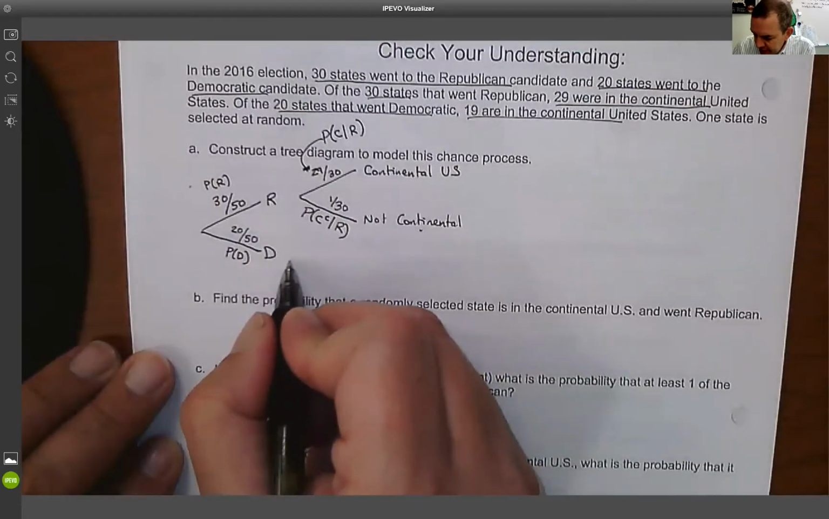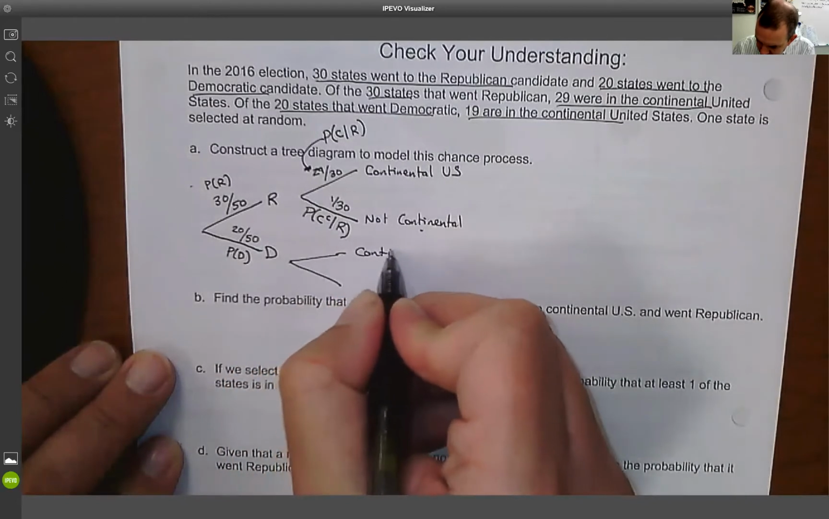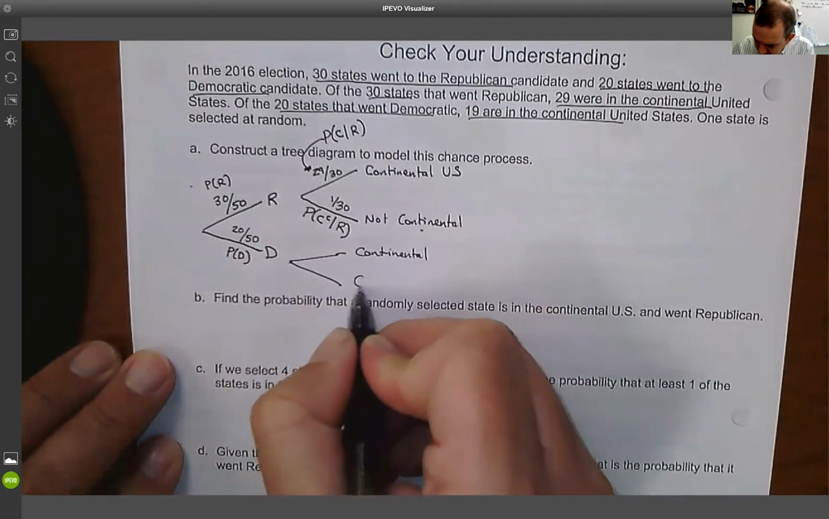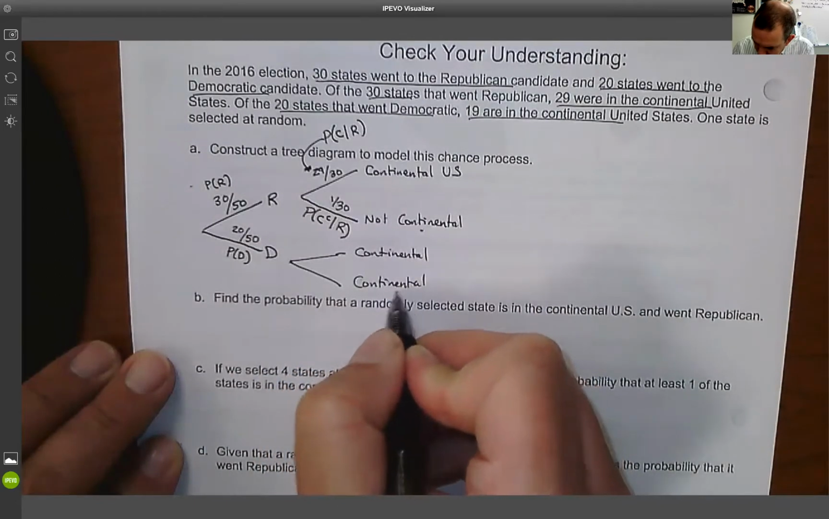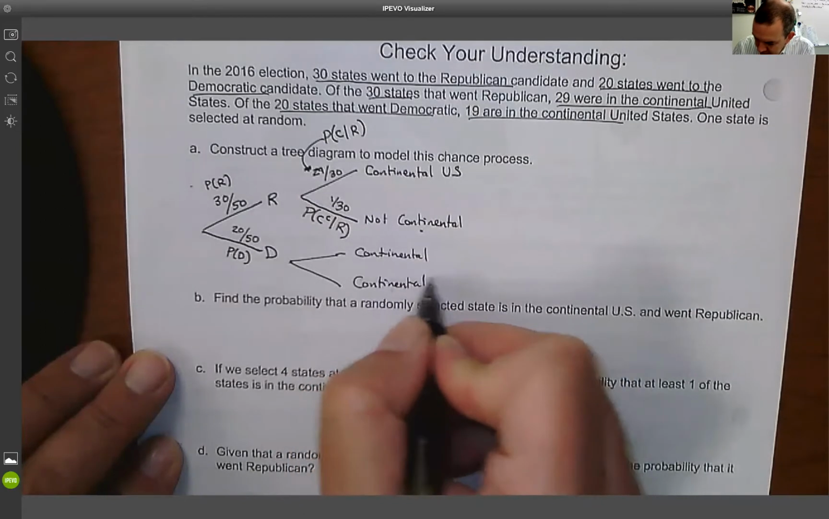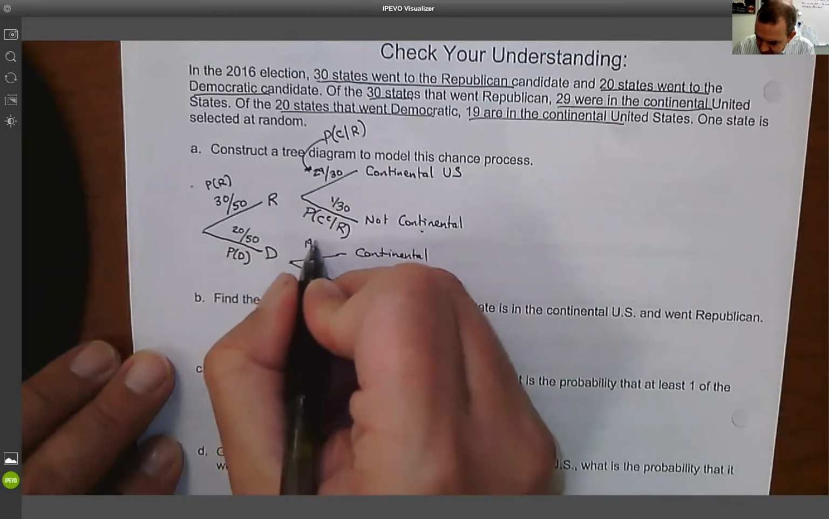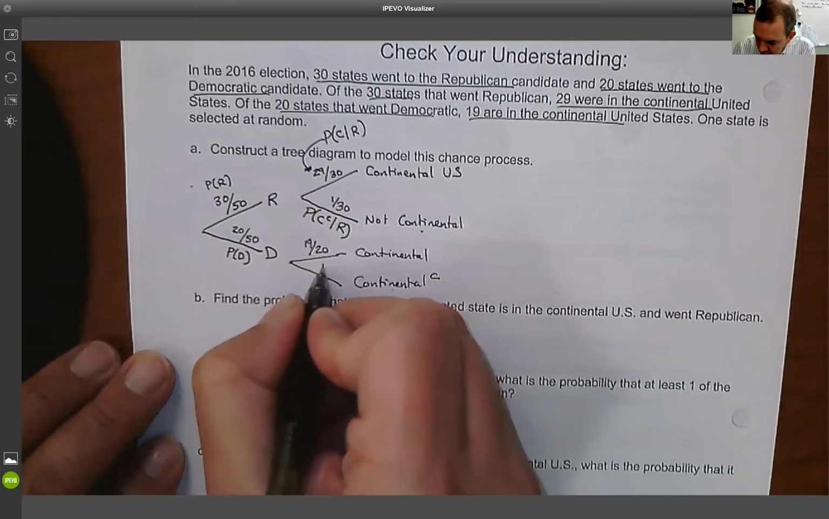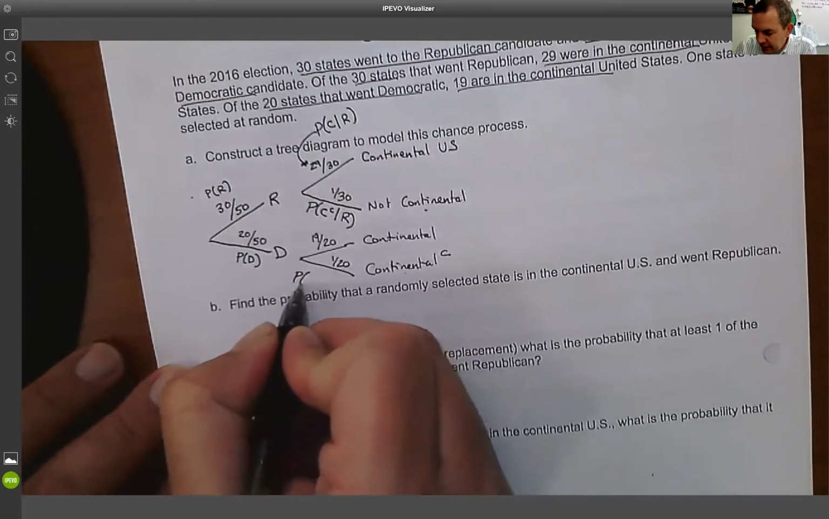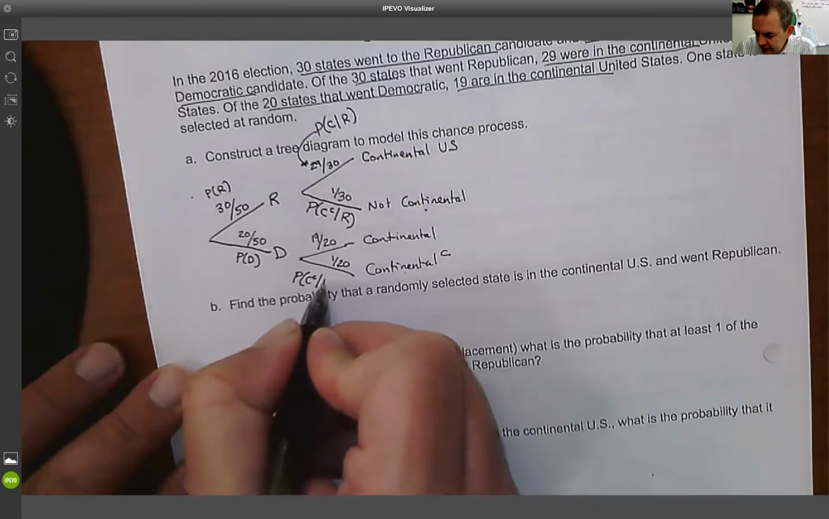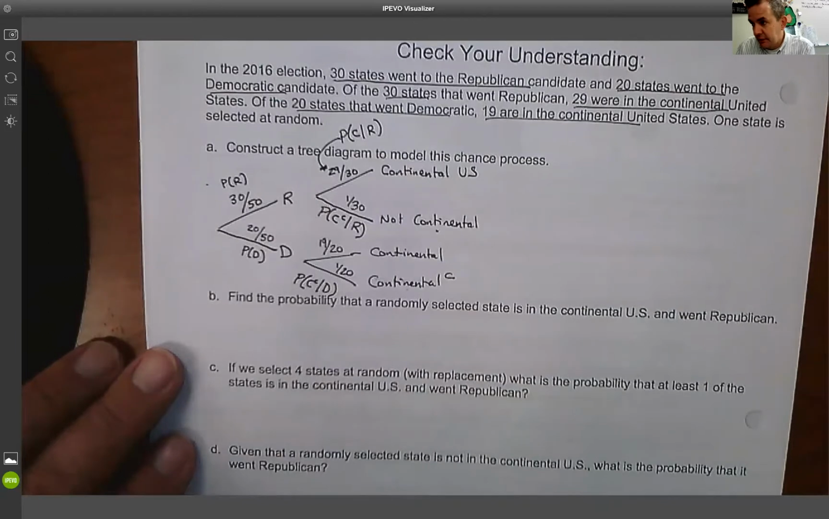And we would do the same thing for the Democrats. We'd have continental, we'd have not continental. And in this case, we found out that 19 out of 20 were continental, 1 out of 20 weren't. So again, this is going to be the probability of not being continental given you're Democrat. And this one is going to be the probability of being continental given you're Democrat.